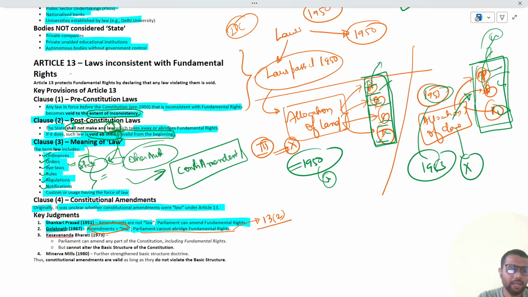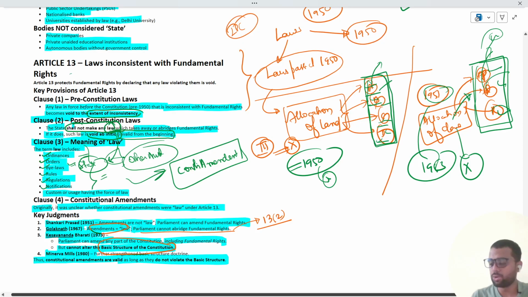And the Keshavananda Bharati judgment says that Parliament can amend any part of the Constitution, including the fundamental rights, but cannot alter the basic structure of the Constitution. And in the basic structure, it includes the fundamental rights as well as judicial review, based on which we have seen in the Minerva Mills 1980 case, where it says that the constitutional amendments are valid as long as they do not violate the basic structure. I hope Article 13 and 12 are not that complex to understand. I have already explained the important points in detail.